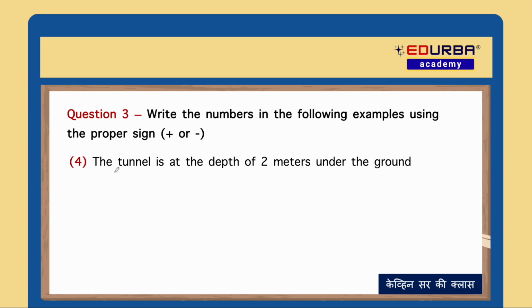In the fourth example, we have a tunnel, and this tunnel is at a depth of 2 meters under the ground. So if the ground is 0 level, then the tunnel is under the ground, and under the ground means it will be minus. We have to show -2 meters. So that is how you can convert any sentence into a proper sign of integers.